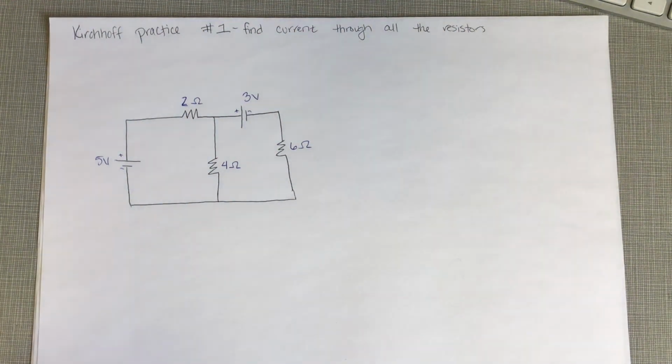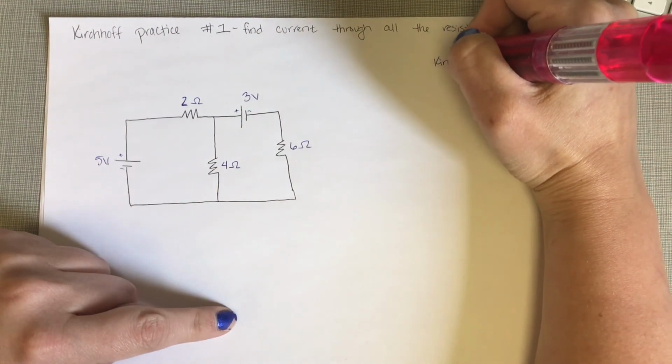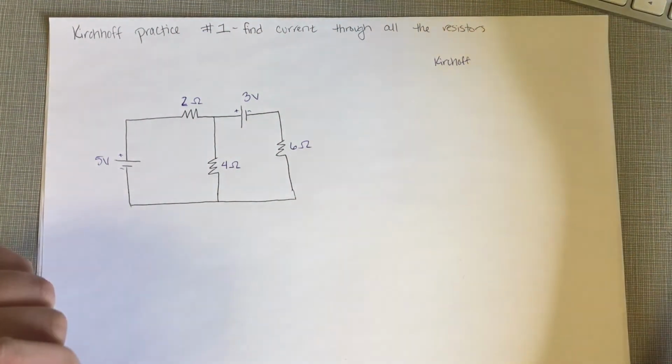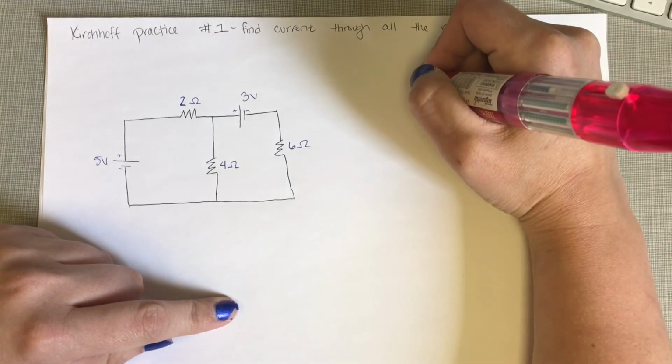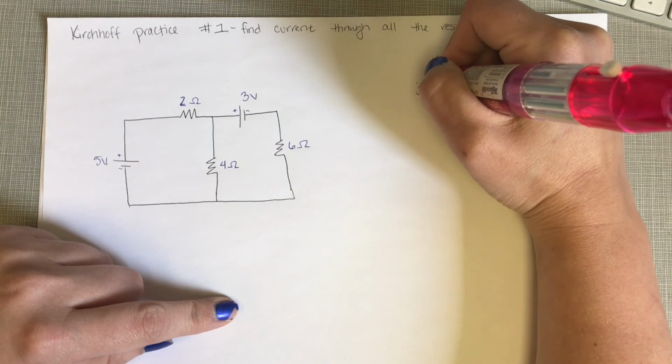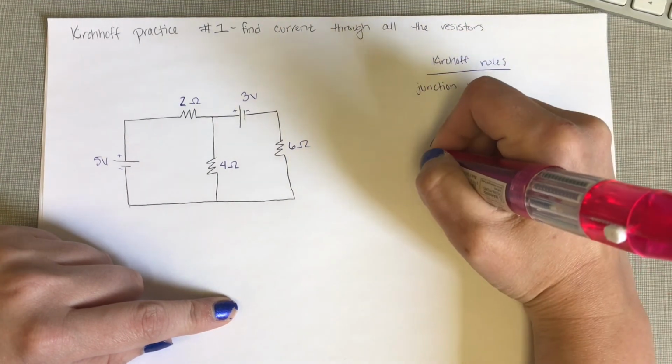Okay, let's do our very first Kirchhoff practice, number 1. First things first, what are our Kirchhoff rules? If you didn't look at the video I posted already, our Kirchhoff rules are the Junction Rule and the Loop Rule.